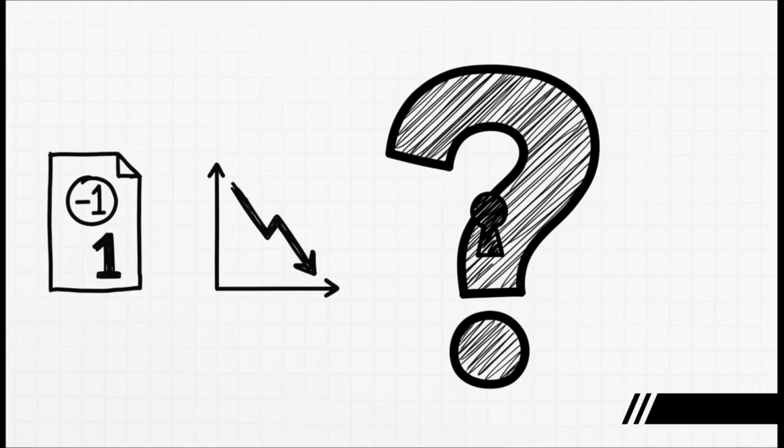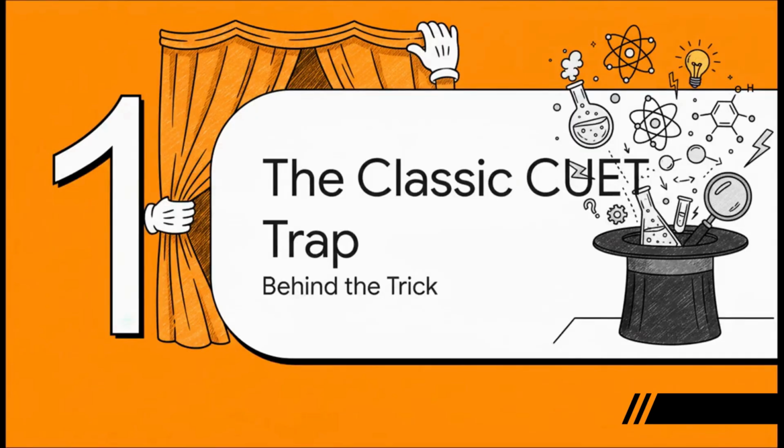So, what's the deal? Here's the thing. There is one secret condition hidden in this reaction that changes everything. And I promise you, by the time we're done here, you're going to know exactly what that secret is. All right, let's dive into this classic CUET trap. To beat it, you gotta know how it works.